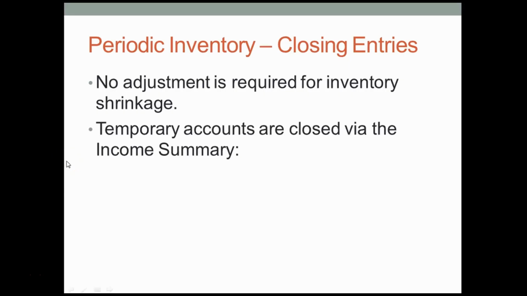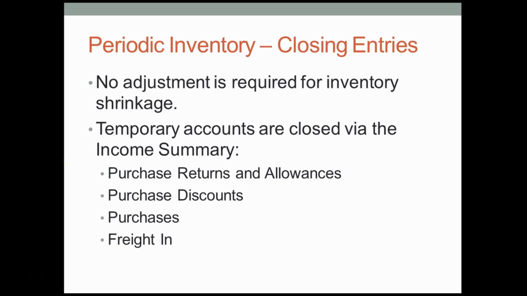The temporary accounts are going to be closed via the income summary, so we will have our purchases, returns and allowances and discounts and freight in. These are all going to be closed to income summary. And our cost of goods sold, this is the key thing here, is basically we're going to take our beginning inventory, we're going to add our net purchases, and we're going to subtract the ending inventory when we do the count. And that will give us our cost of goods sold.